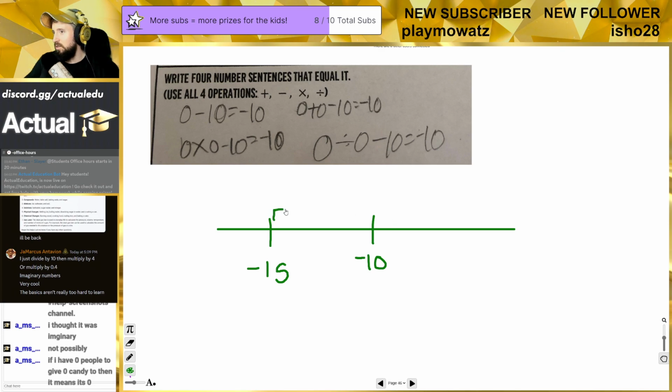Negative, wait, so 15 plus 5. Good. Yes. See how this difference is 5 and we're going to the right? So I would say negative 15 plus 5 is equal to negative 10. I think that's a better way to do it.